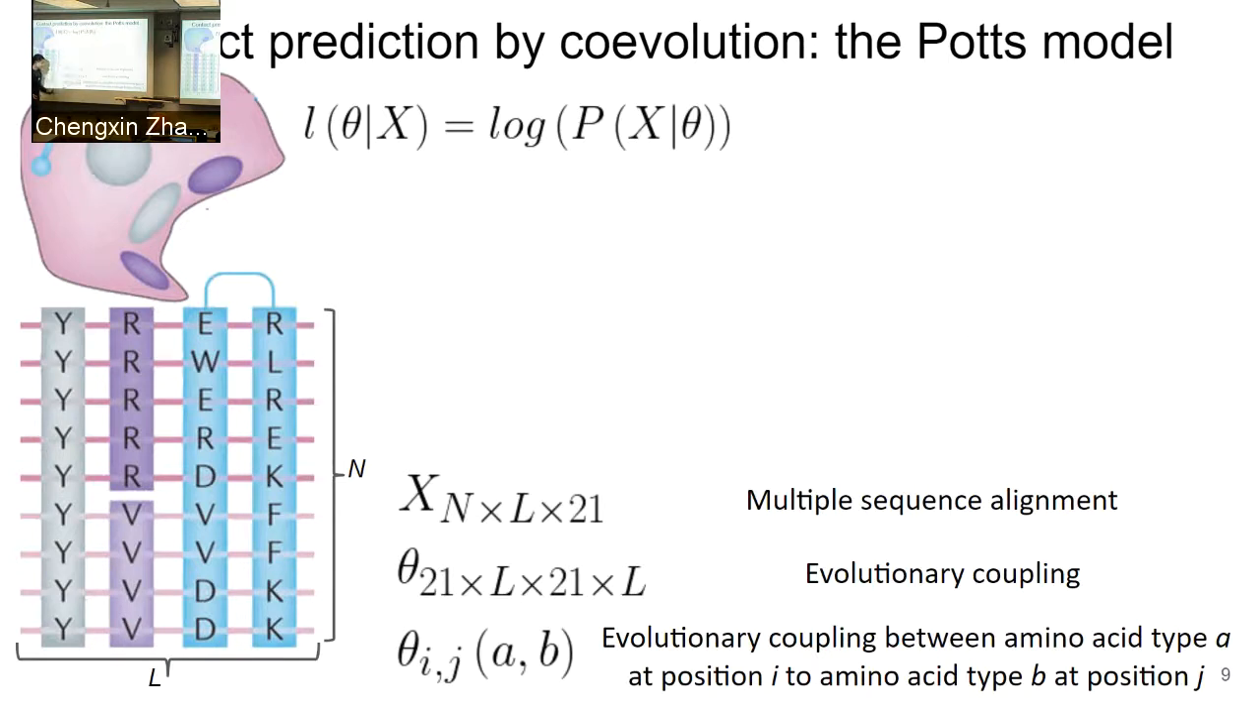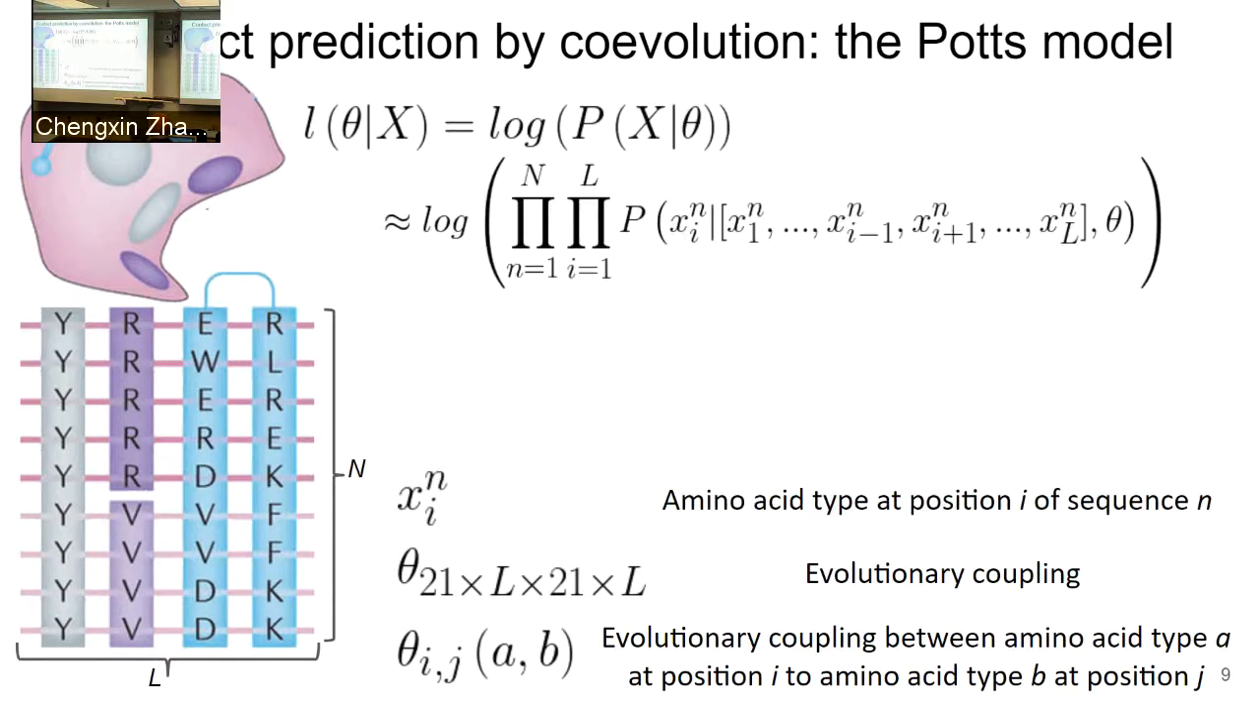L is the length of the sequence, and 21 is the amino acid type. So this expresses the correlation between different amino acid types at different positions in the protein sequence. Our goal is to predict beta, or the evolutionary coupling, given the multiple sequence alignment.